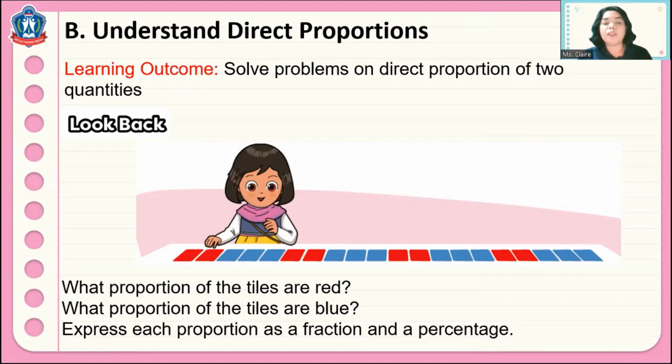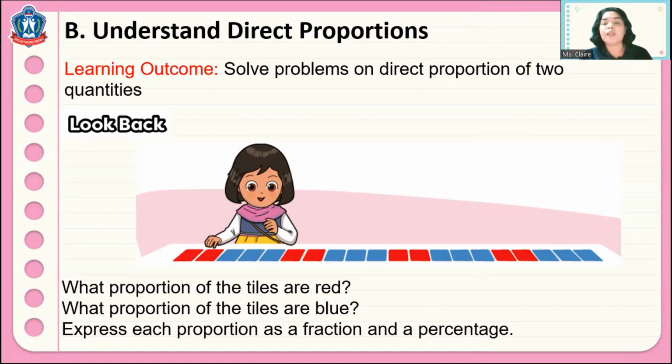So what proportion of the tiles are red? Proportion, children, can be expressed as a fraction and a percentage. So if we want to get the proportion of the red tiles, we simply get how many red tiles there are, then we find the total number of tiles.